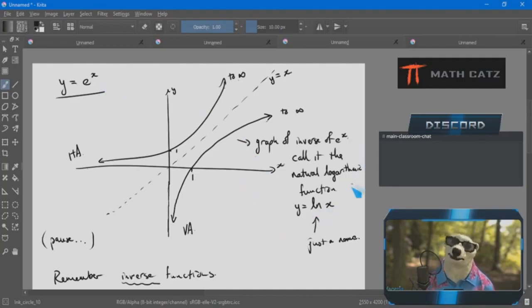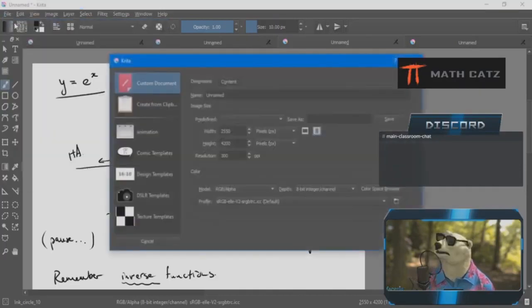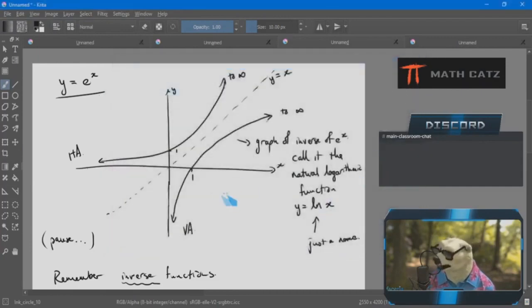So someone somewhere decided on the word logarithm. Natural because it's base e. ln is the name. It's just a name. Okay. So now I have another function. Let's squeeze in the properties here.